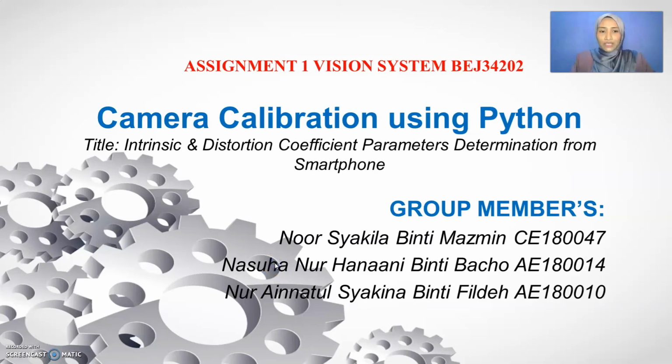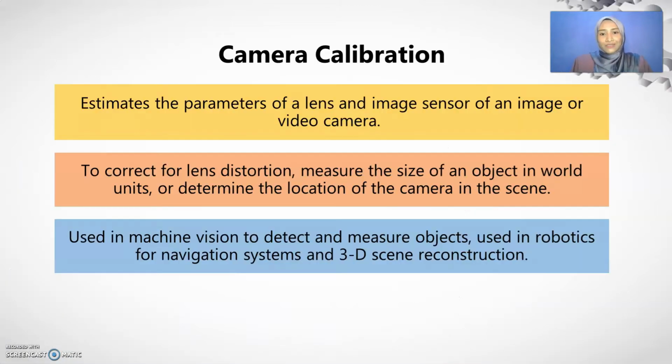So today, me, Noor Syakila Binti Mazmin and my team member are going to be presenting and demonstrating our assignment 1 task, which is camera calibration using Python. The title is Intrinsic and Distortion Coefficient Parameter Determination from Smartphone. For this task, we are going to use different images taken by different types of smartphone. The smartphones that we use are Oppo, Vivo and Samsung. So let's proceed to our presentation.